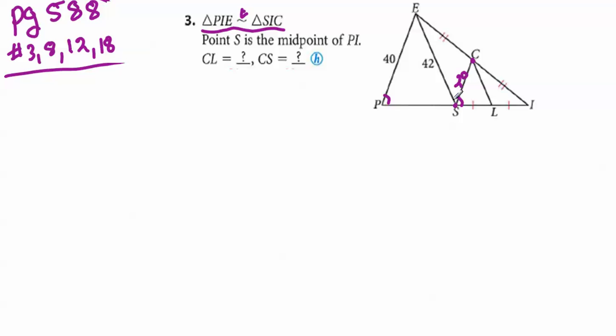Okay? And guess what? We got a 42 here. We got a midsegment, midsegment, midsegment, and corresponding angles. Boom, boom. I'm going to put it right here and so on. I'm going to have parallel lines again. This is going to be 21. So in short, CL is 21 and CS is going to be 20.